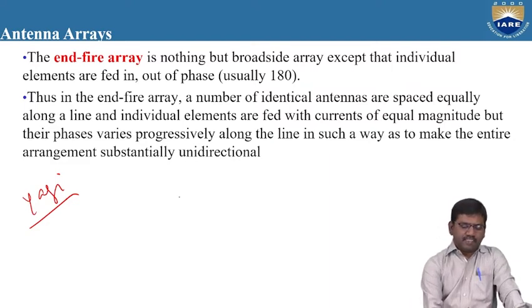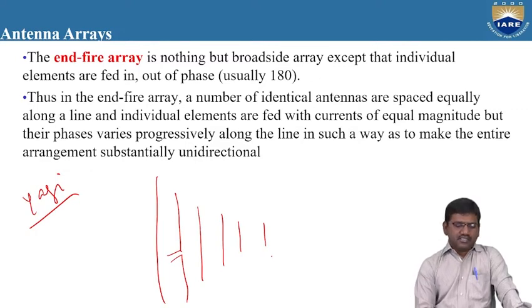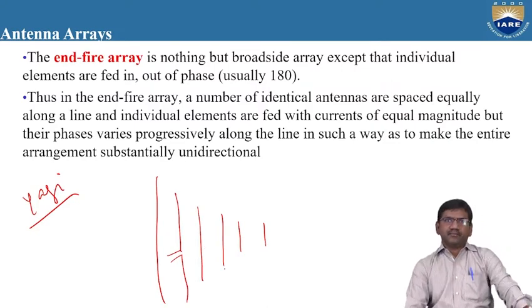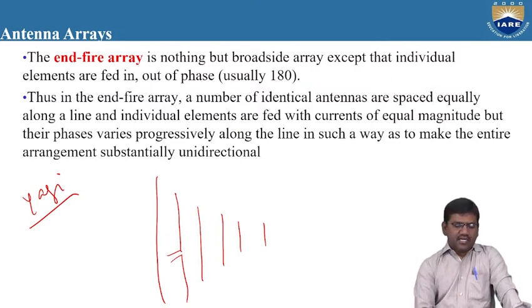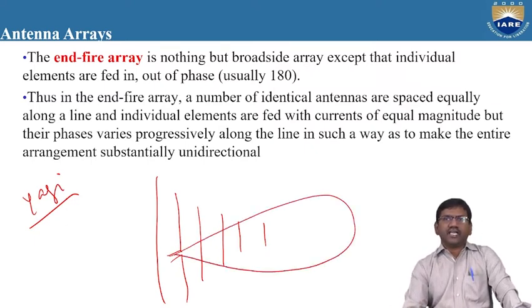Suppose you design a Yagi antenna like this. This is a Yagi antenna. Here you can see there is a uniform progressive phase shift, and this design is made in such a way that the entire arrangement makes the radiation pattern go towards one direction only, right?